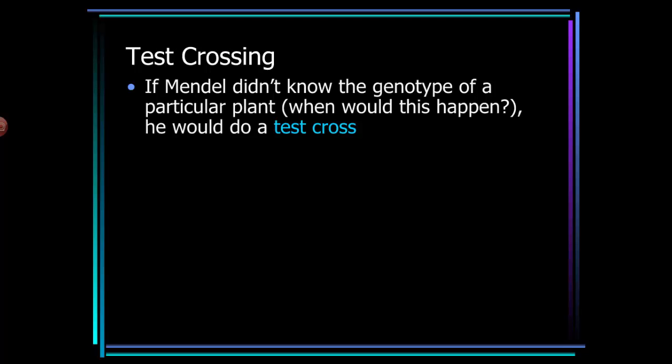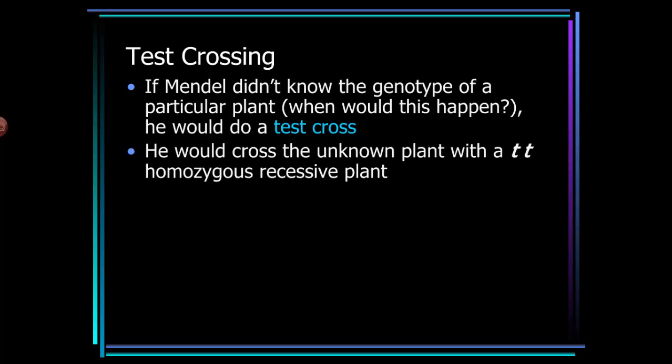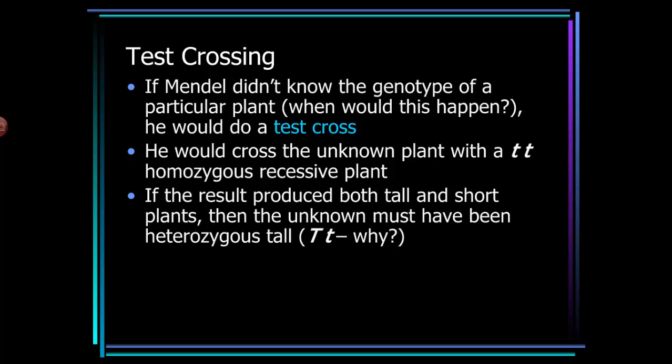Okay? Now, sometimes Mendel didn't know what a particular plant was. Okay? When do you think that would happen? Well, if it was homozygous or heterozygous. If it's heterozygous, you don't know by looking at it. It looks tall, but you don't know if it's got 2 tall genes or a tall and a short gene. You don't know. He could do a test cross. And the way you do a test cross is you cross the unknown with the homozygous recessive version of that plant. And depending on how the offspring looked, you could tell what the original parent was.